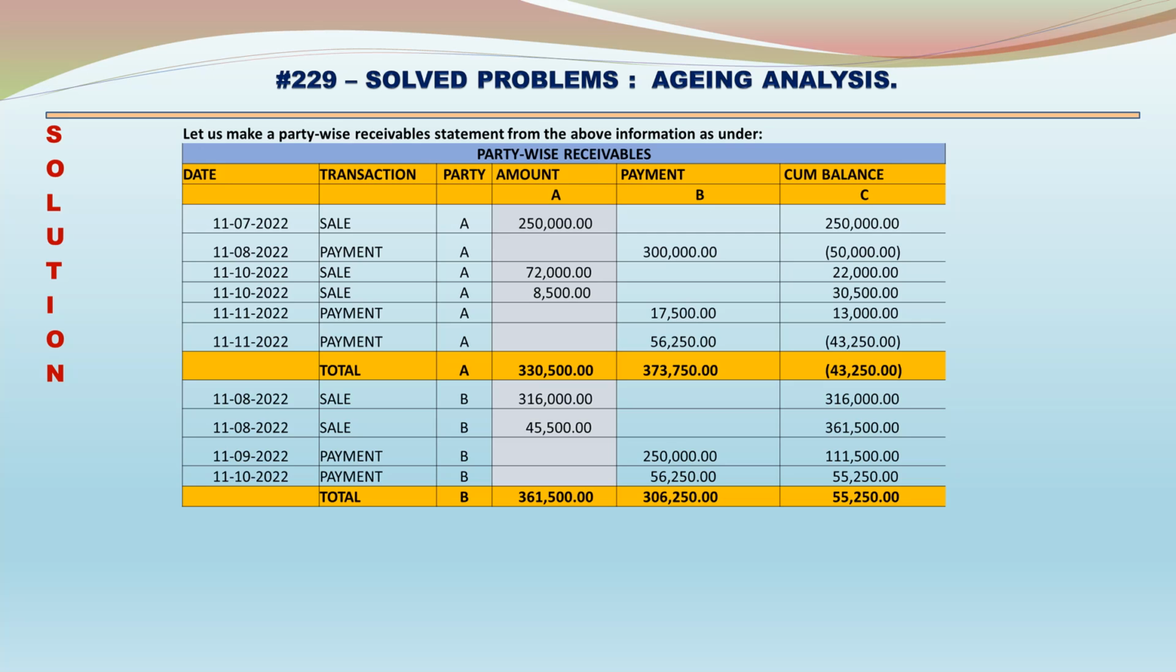Party B: 8th November sale 316,000, 8th November sale again 45,500, 9th November payment 250,000, 10th November payment 56,250. Total sale to B is 361,500. Total amount received from B is 306,250. There is a receivable of 55,250 from B.